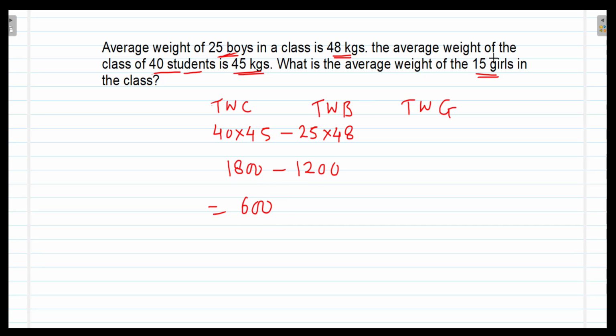And the number of girls is 15. So the average weight of girls will be 600 divided by the number of girls, that is 15, which is equal to 40 kg. Therefore the average weight of girls is 40 kilograms.